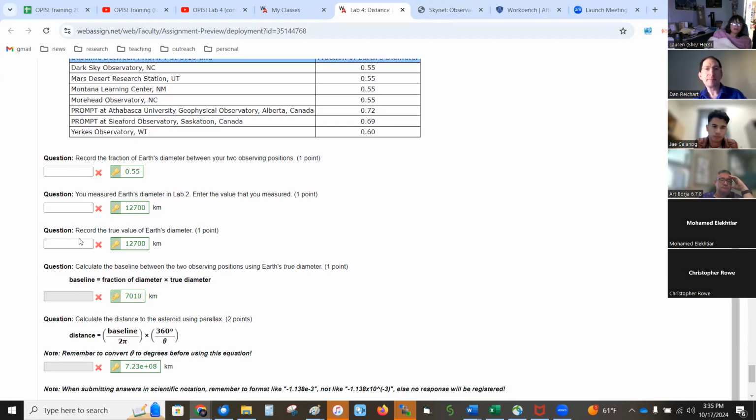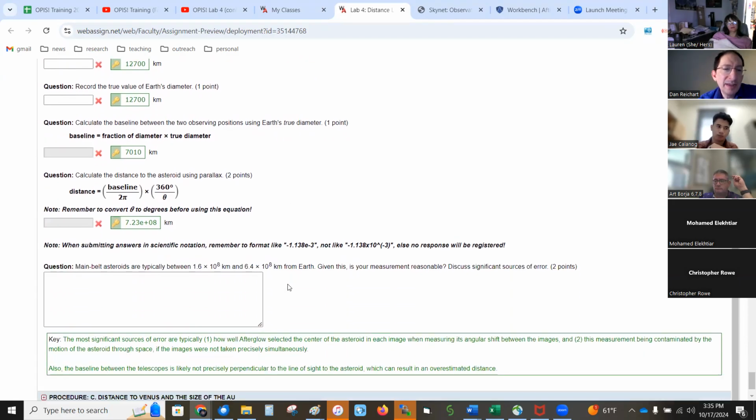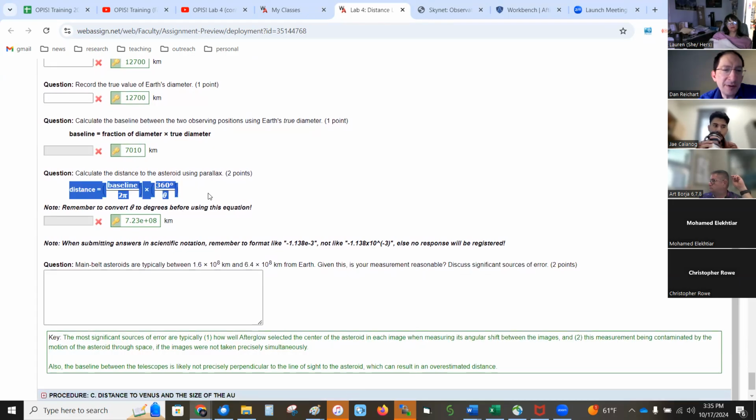They are bootstrapping. We're not going to use our previous measured value to calculate distances because the errors will add up and they'll accumulate as we go through the distance ladder. But I do remind them, hey, you measured Earth's diameter here, and then we get the true value, and we take the true value multiplied by the 0.55. That's our baseline. And again, here's the equation from the background section.